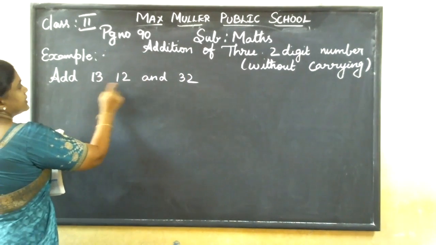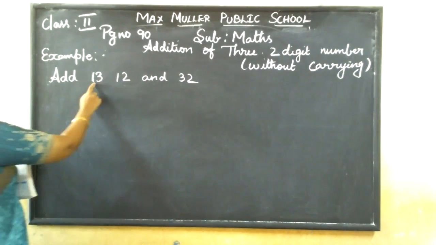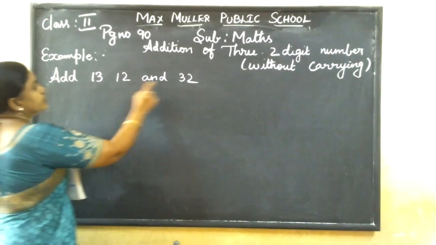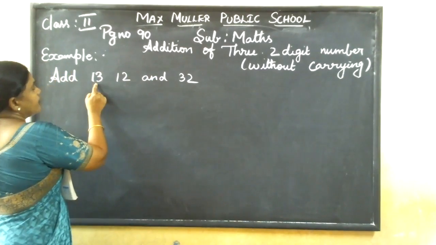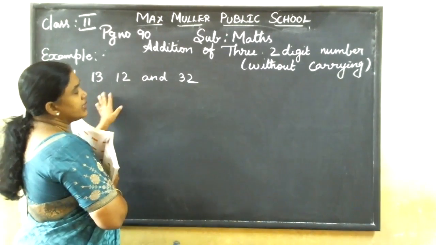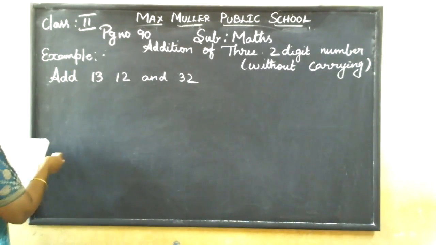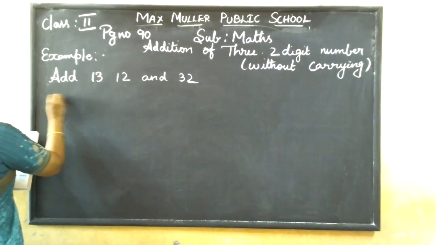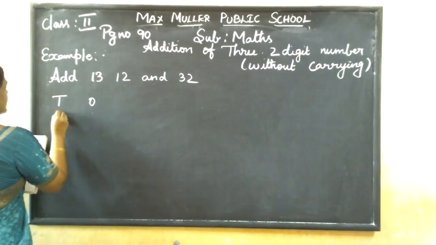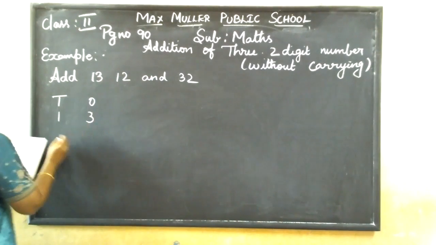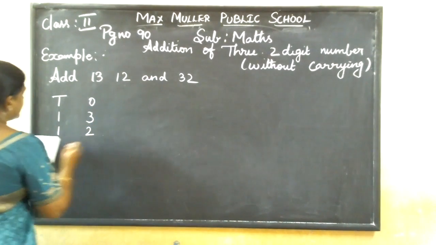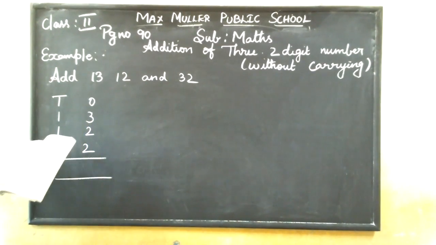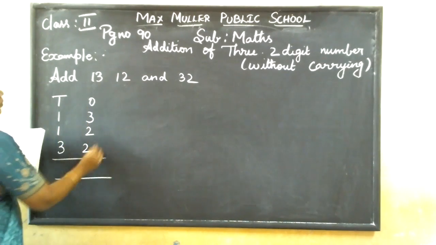In the previous class, only two numbers were there. In this class, addition of 3 two-digit numbers. See, 1, 2, 3, three numbers are there, and in each number, 2 digits. First, we will arrange the numbers by writing them one below the other. Tens, ones. First number, what is there? 13. 3 you write here. 12, 1, 2. After that, 32. Like this, you arrange the numbers, children.